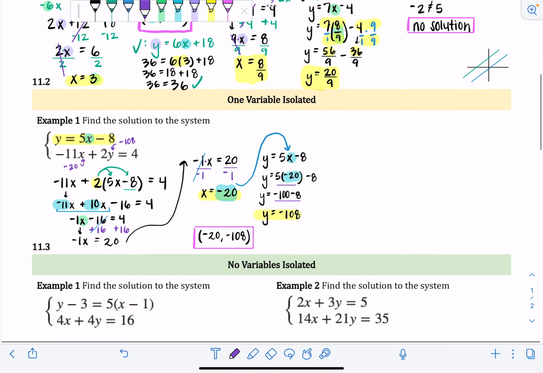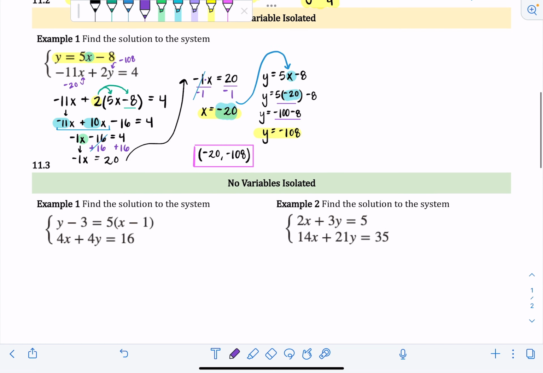Okay, so 11.3, these are the more challenging problems from this section. They kind of build on each other. 11.3 is when you have no variables isolated, which means there's no variable completely by itself in the original problem. That doesn't mean we can't use substitution. That means that we have to do more work before we can use substitution.